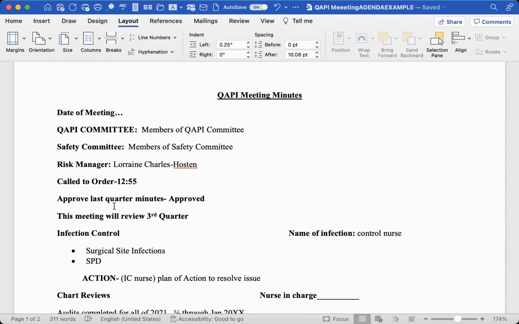And so we continue. At the beginning of the meeting, you want to, of course, approve the minutes from the prior meeting, because this is an ongoing process. That's why it's QAPI, Quality Assurance Performance Improvement. That's what QAPI means. And then you state which quarter you are reviewing. So in this example, they'll be reviewing the third quarter.